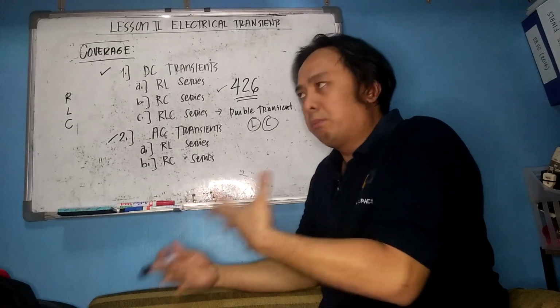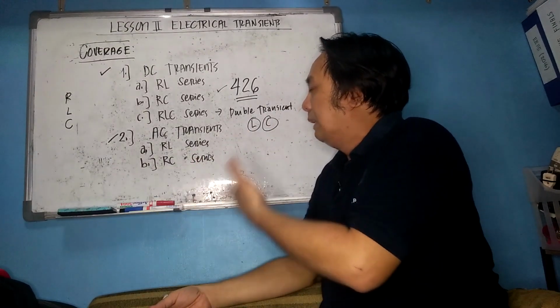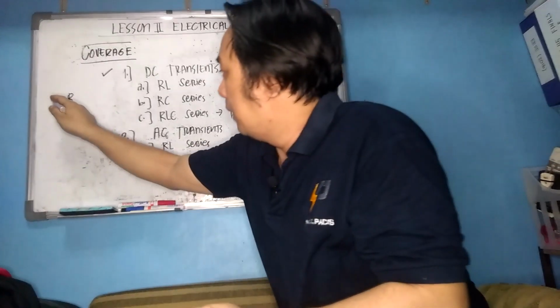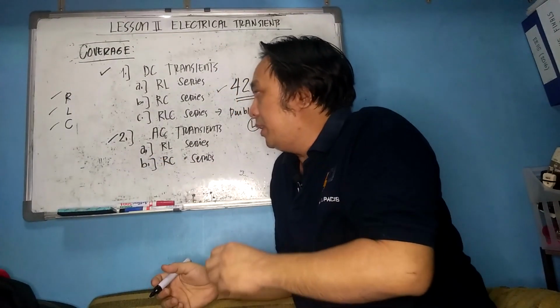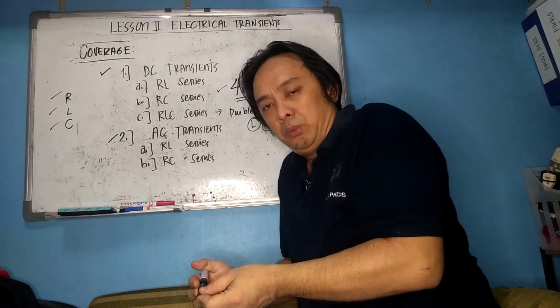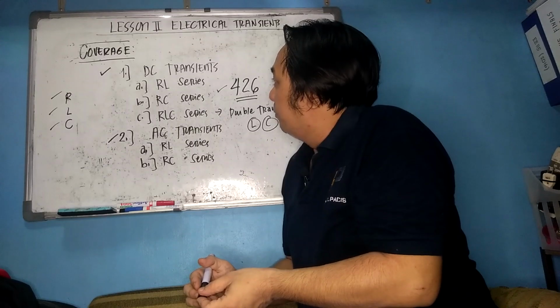So there are many types of transients that we can describe and discuss in the next few lessons. So our parameters here are already R, L, and C. We will discuss a little bit of them when we go to the next few slides.